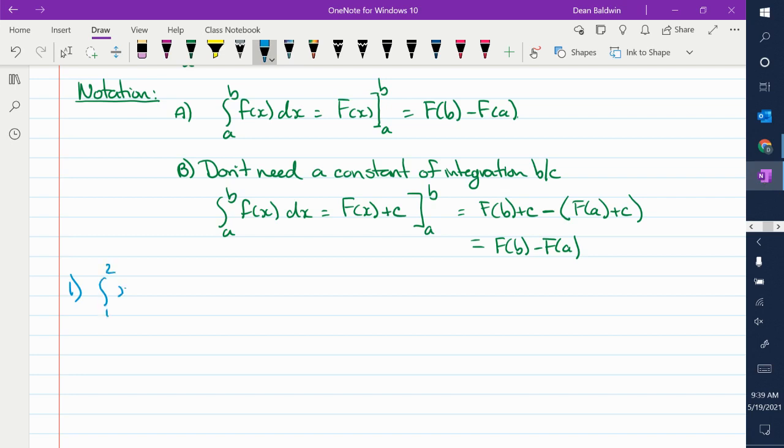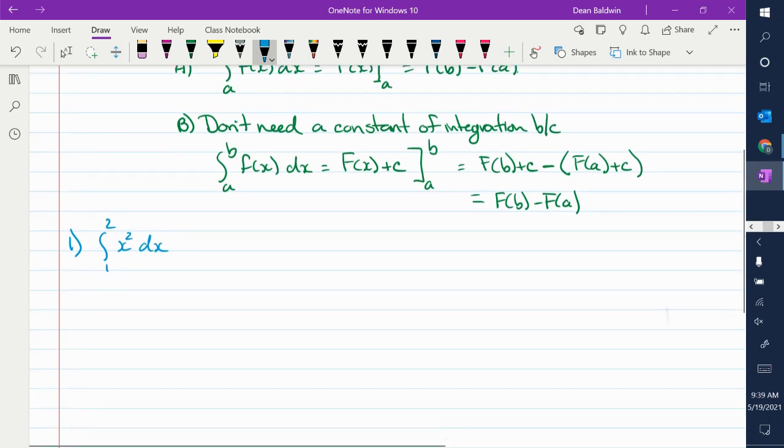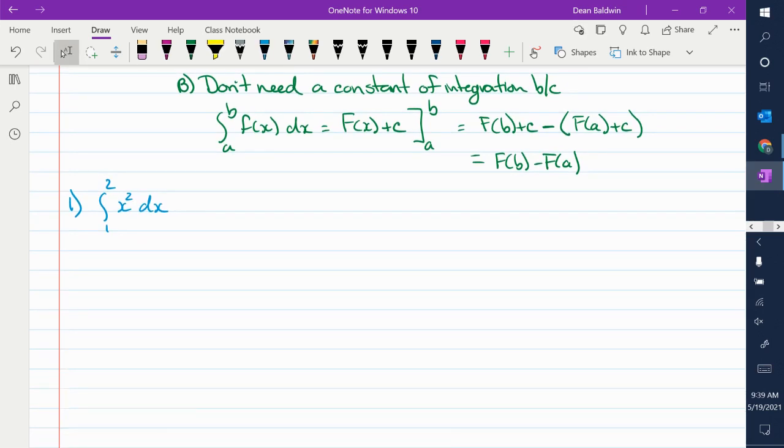So the integral from 1 to 2, let's just do x squared. Nice and easy. Of x squared. So first step, find the antiderivative. What's the antiderivative of x squared? X cubed over 3. And we're going to evaluate it at 1 and 2.